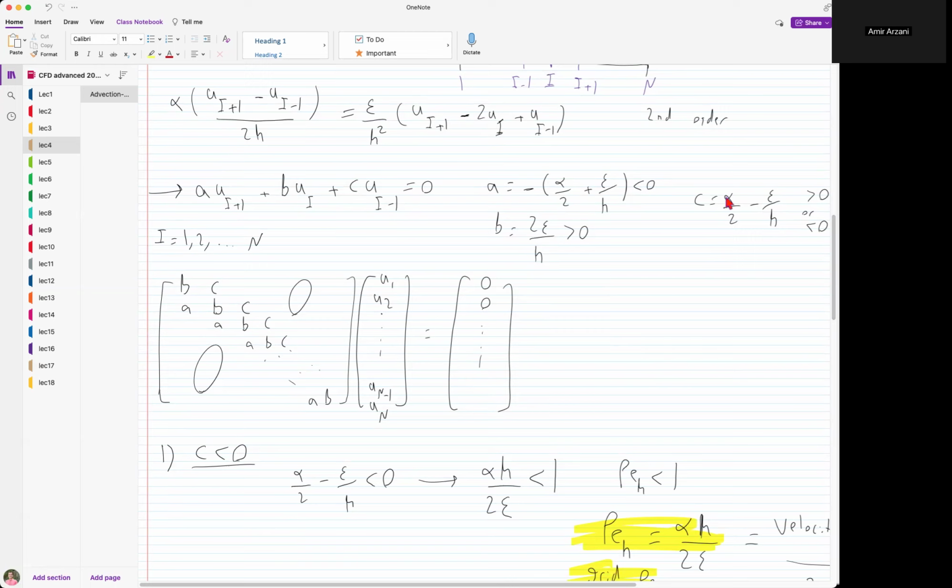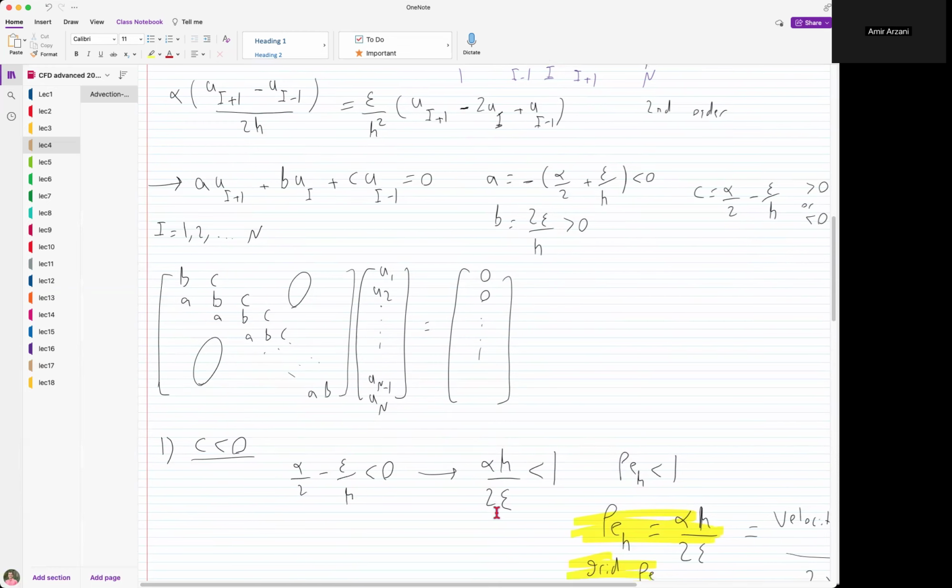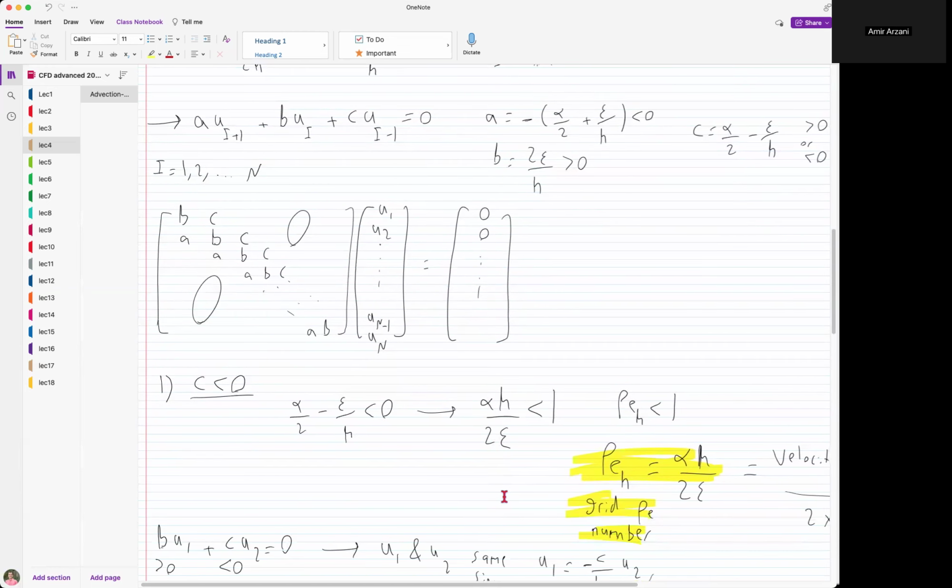It really depends on how alpha, epsilon, and h, my velocity, my diffusion coefficient, my mesh edge size, compare with respect to each other. So if I assume that C is negative, so this term is negative, then it means that alpha times h over 2 epsilon is negative. And I'm going to actually give this a name.